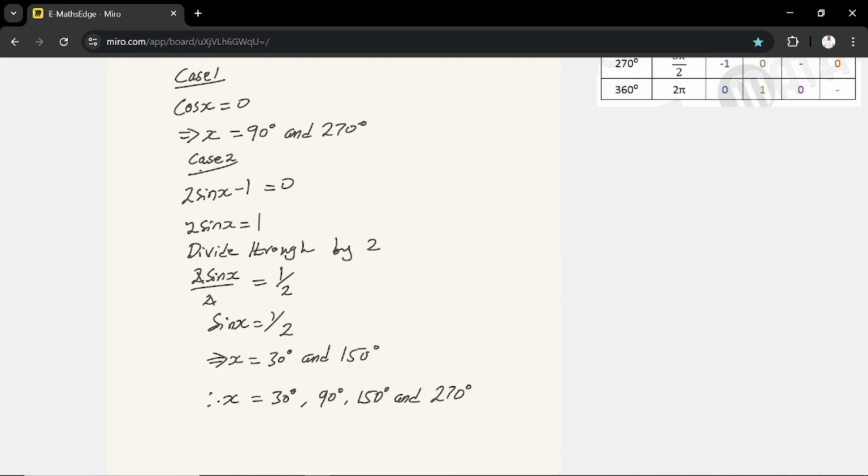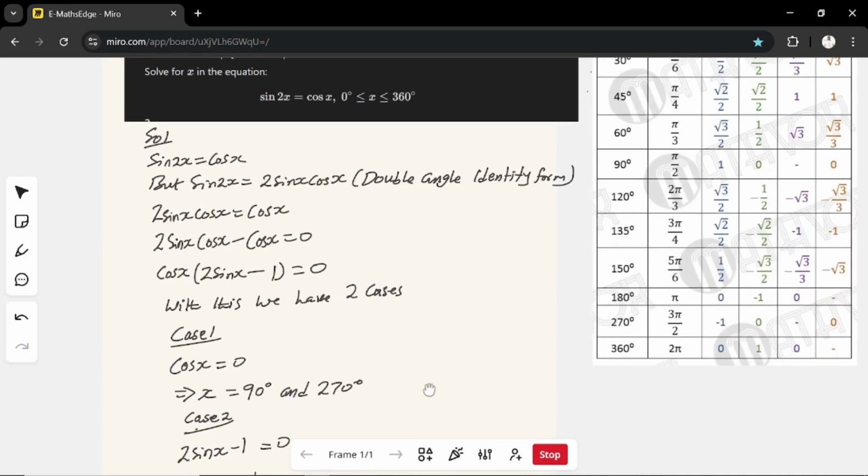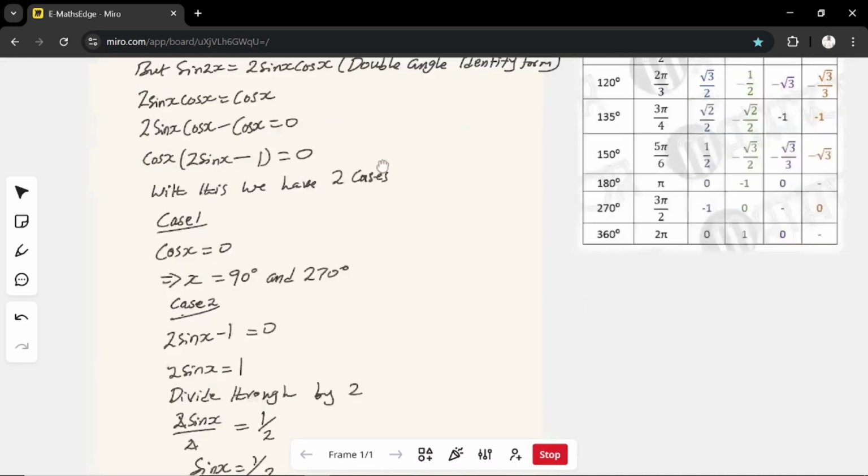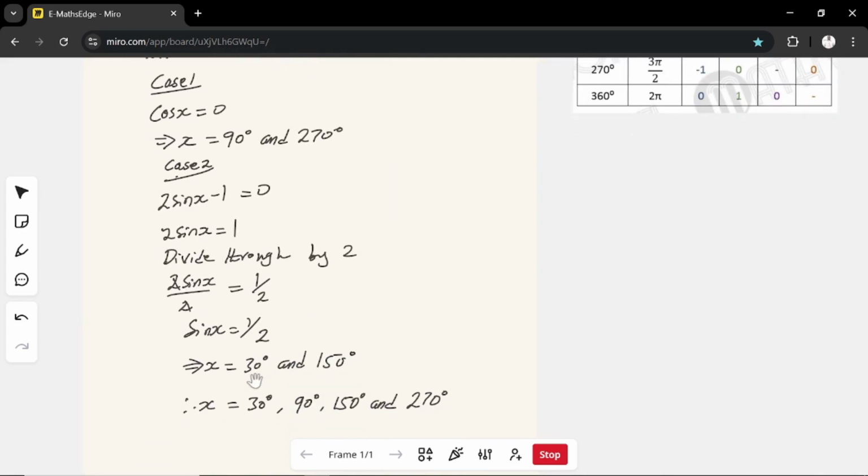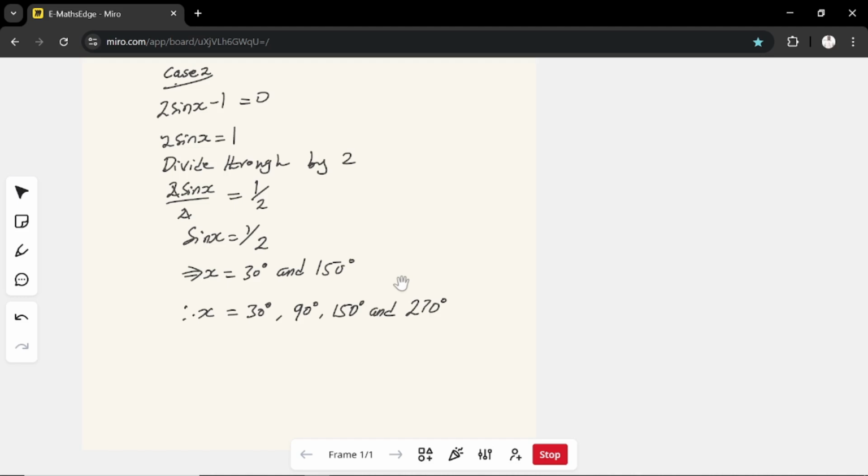And remember, initially we were told that the set of values of x must be between 0 degrees and 360 degrees. And if you check all these sets of values, 30 degrees, 90 degrees, 150 degrees and 270 degrees, they are all in between the range 0 degrees and 360 degrees.